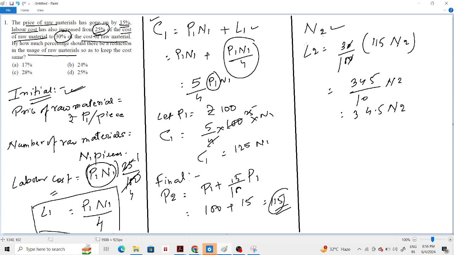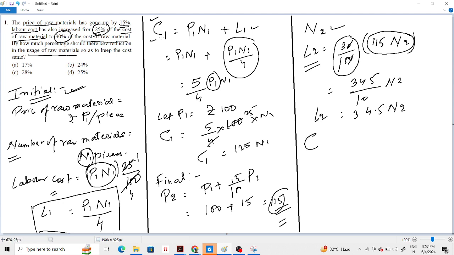Now, here we took the initial number of raw materials as N1, right? Now we are taking the new number of raw materials as N2. Earlier N1 pieces were consumed, now N2 pieces are being consumed. What is the labor cost now? Labor cost is 30% of the cost of raw material. So 30 by 100 into the cost of raw material, 115 into N2, right? So on solving this, I am getting L2 as 34.5 N2.